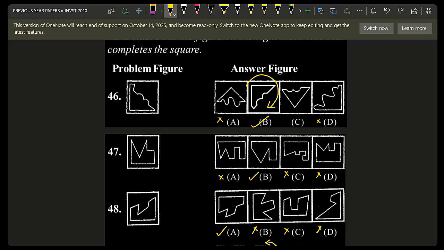Vishwajit: Sir, 46, D. D is wrong. How will D match? You can see it is very irregular compared to the question figure.